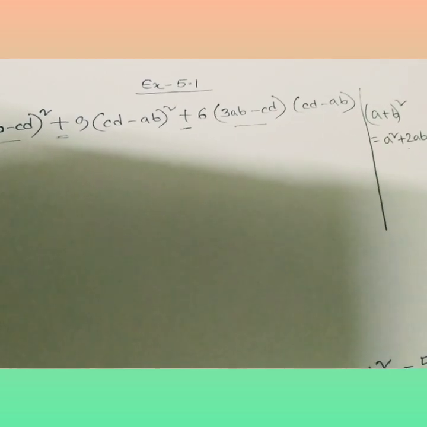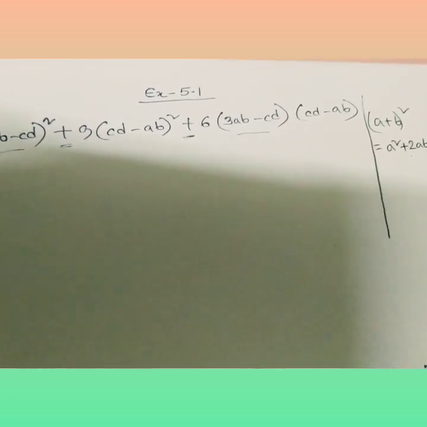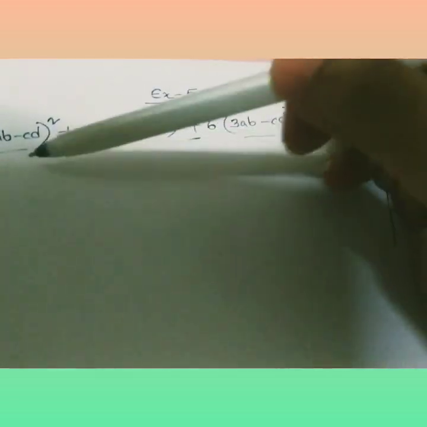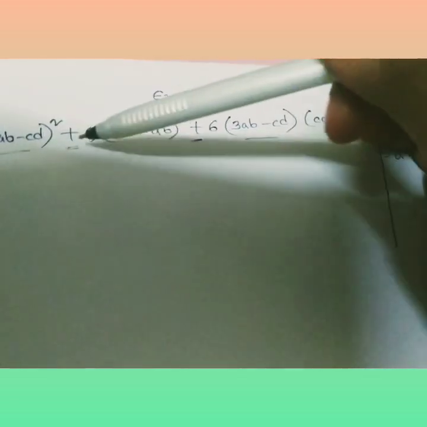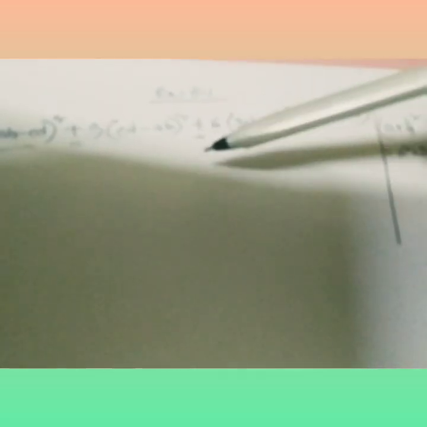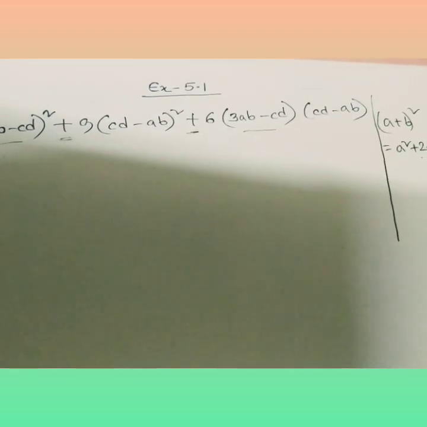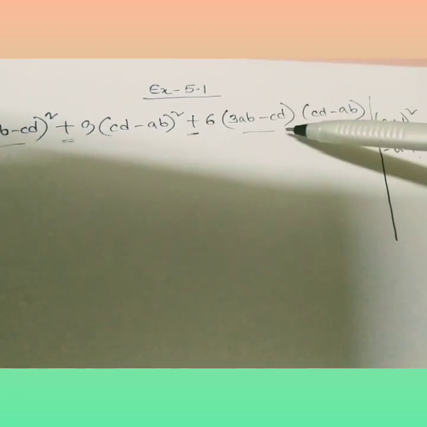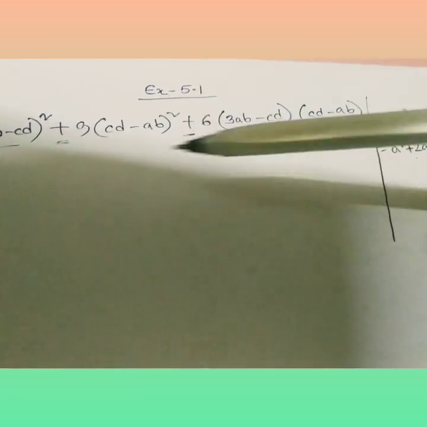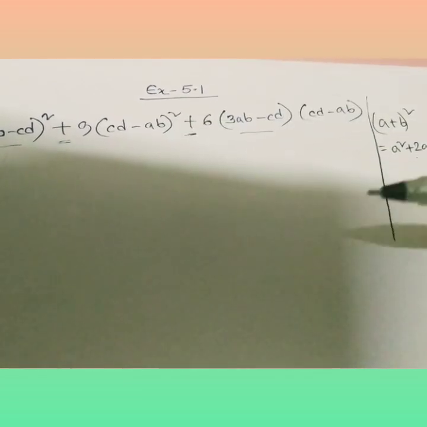I have here problem number 22 of your exercise 5.1. The question is (3ab minus cd) whole square plus 9 into (cd minus ab) whole square, plus 6 into (3ab minus cd) into (cd minus ab). So this is the question. I need to simplify this problem.